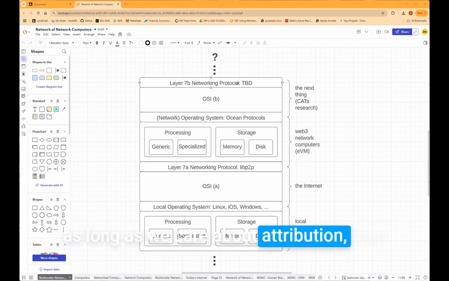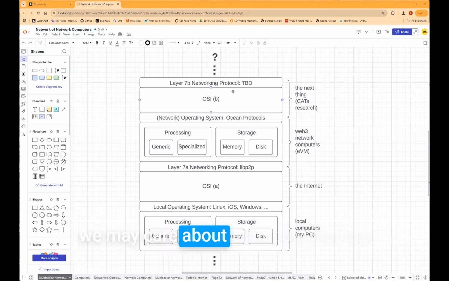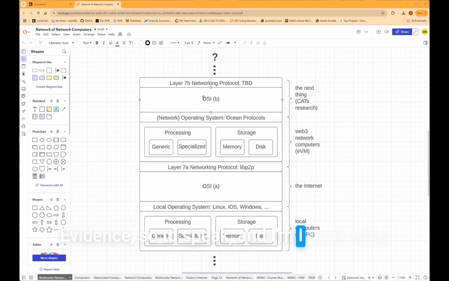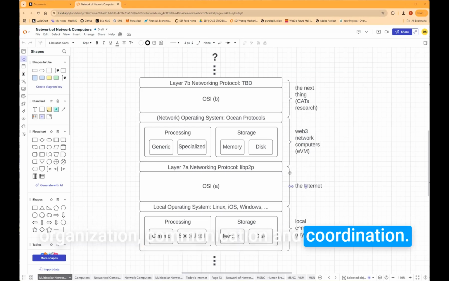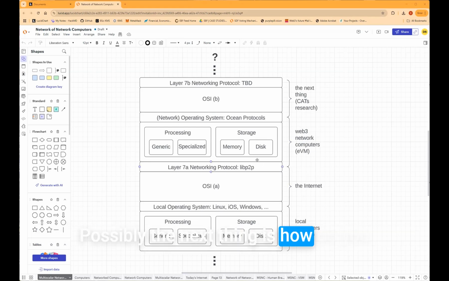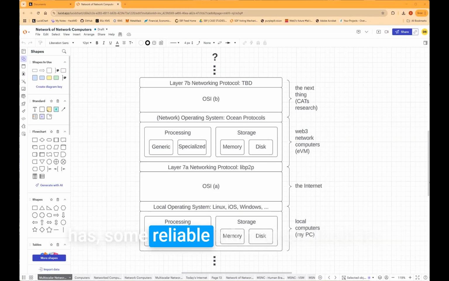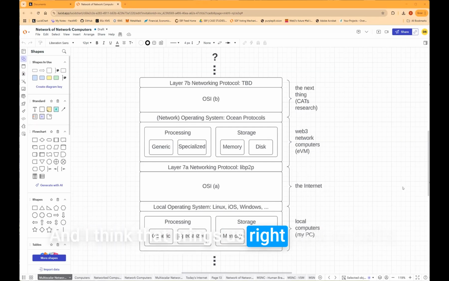As long as we care about attribution, then we may care about protocols that are capable of maintaining the equivalent of warehouse receipts and shipping manifest evidence, so to speak. And I think what we'll find, back to the discussion of laddering up, is that if we get to the last layer that I described, effective inter-organization communication and coordination, possibly the next thing is, how do you maintain provenance so that information, or knowledge, that flows through multiple hops has some reliable information about the supply chain it flowed through? And I think that brings us right back to CATS.